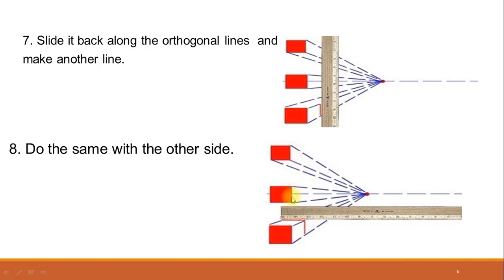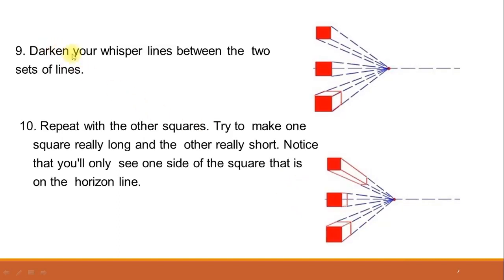Similarly, do the same for the other two squares. Draw your whisper line between the two sets of lines. Okay, darken your whisper line between the two sets of lines. This is one set of lines and this is the other set of lines. So darken your whisper line between these two sets of lines.